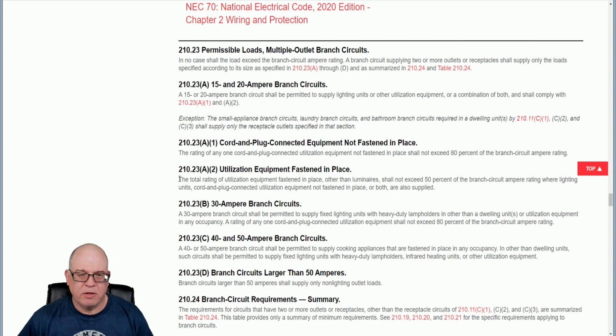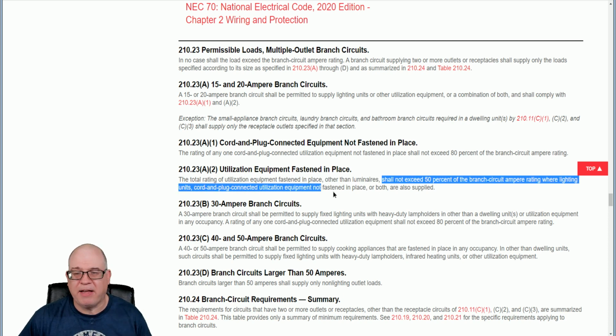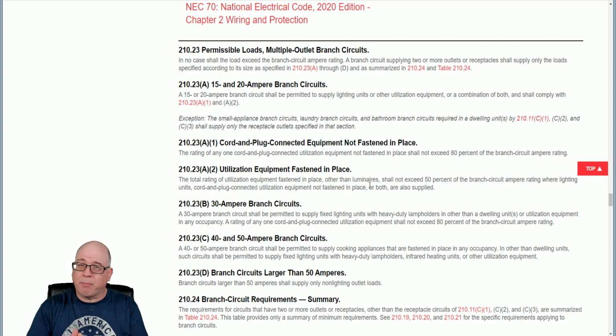It says the total rating, okay, this is a rating of the utilization equipment that is fastened in place, again, other than luminaires, shall not exceed 50% of the branch circuit ampere rating where lighting units, cord and plug connected utilization equipment not fastened in place, or both of those are also supplied, okay? So we're talking about a branch circuit that's supplying a lot of loads here, okay?